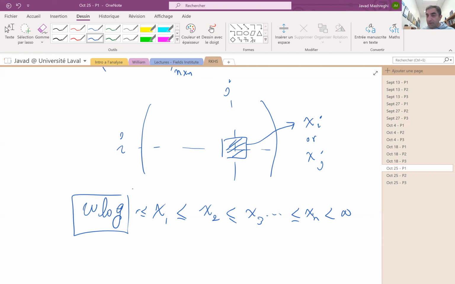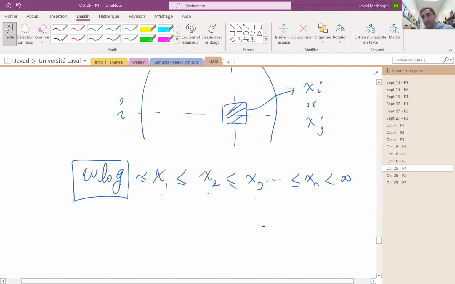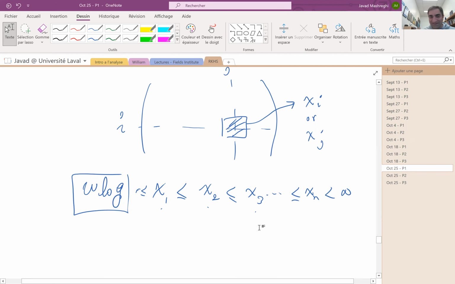We consider endpoints, and sometimes we emphasize that they are distinct. Here, even if they are not distinct, that's not a big deal. But still, we cannot assume in advance that x1 is less than x2, x2 less than x3. So there is no ordering. But why can I still say that without loss of generality, this is true? This is again based on our knowledge of linear algebra.